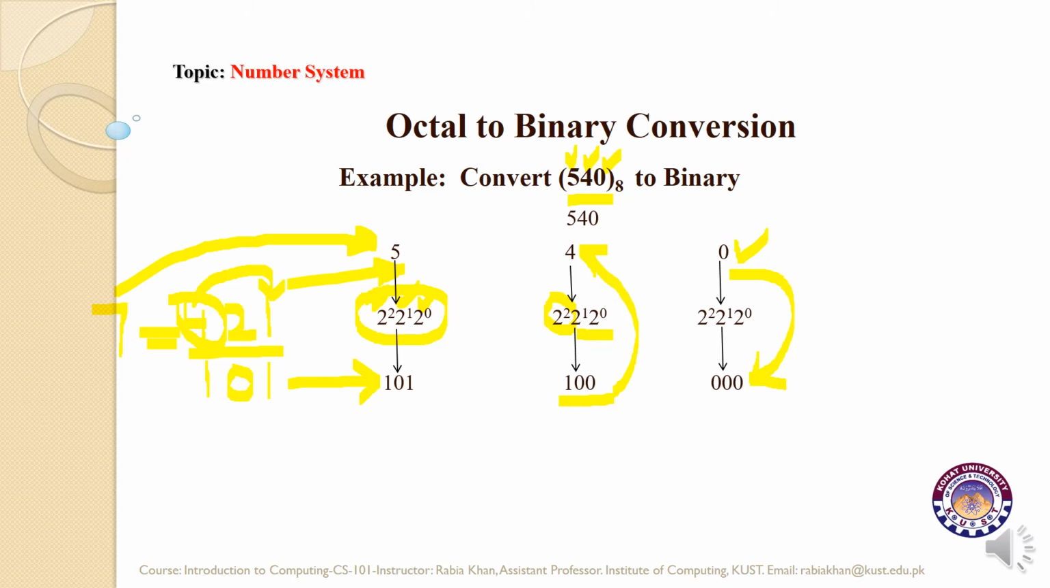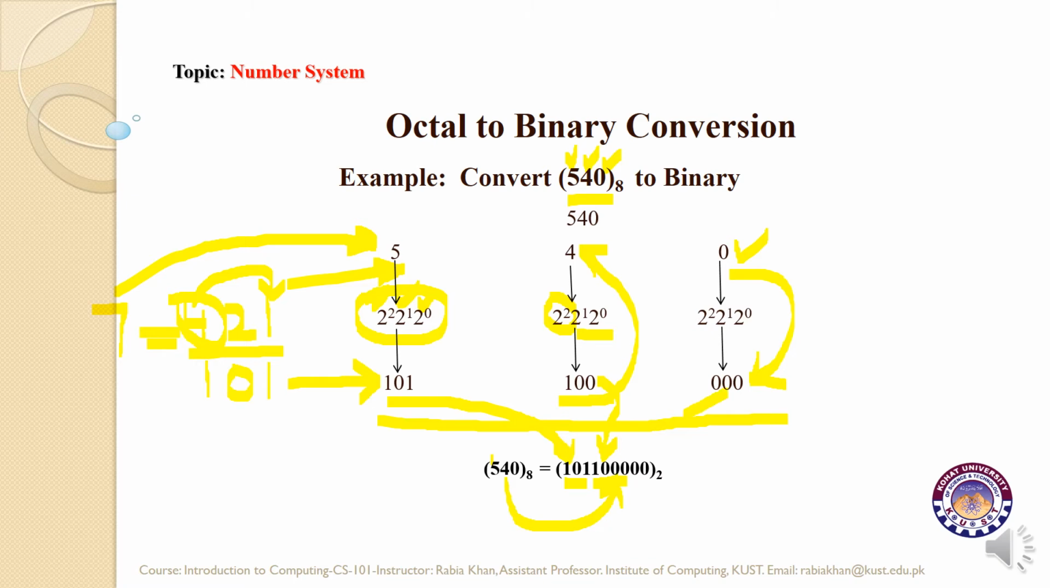In the next step, we need to merge or combine all these groups. So the answer would be like this: 540 in base 8 is equal to, we write the group of 3 for 5 first. So 101 will be written first. This is the first group, 101. Then for 4 it was 100, and last is 0, three zeros. Here you can see the last three zeros.